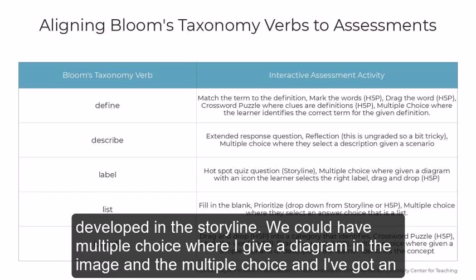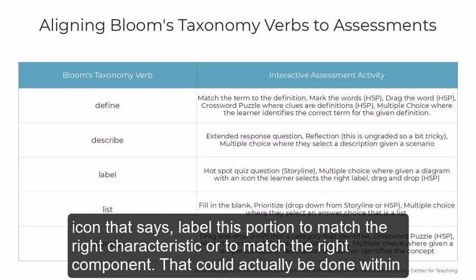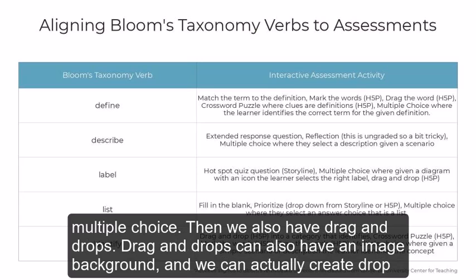We could have multiple choice where I give a diagram in the image and the multiple choice, and I've got an icon that says, label this portion to match the right characteristic or to match the right component. That could actually be done within multiple choice.